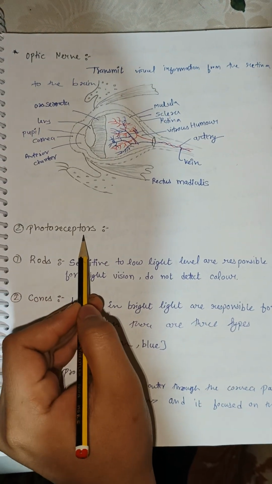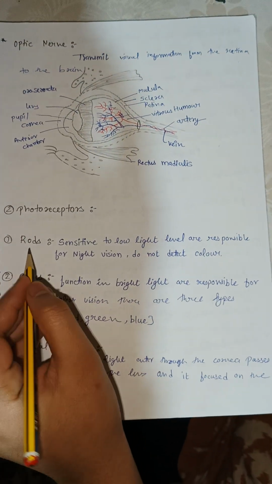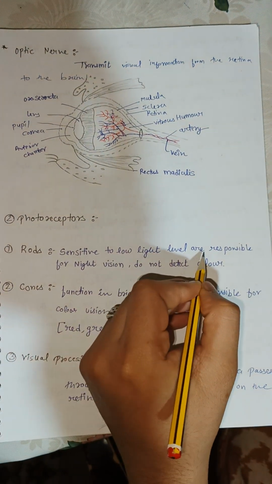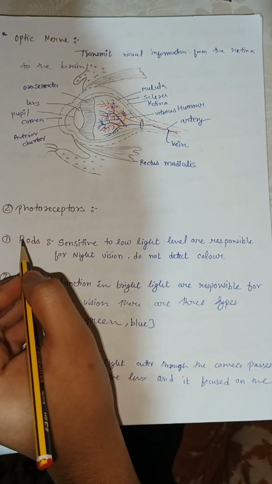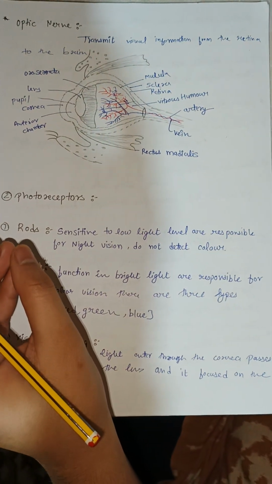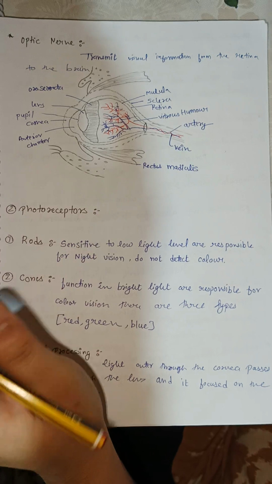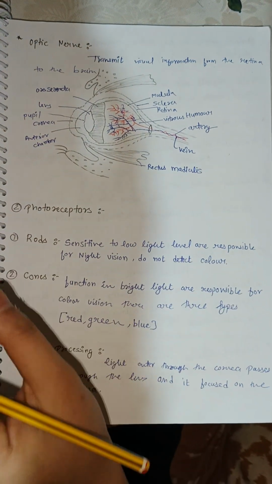Here are the photoreceptors. There are two types. First is rods, sensitive to low light, responsible for night vision, and they do not detect color. Rods are usually used at night. In low, dim light, the rods are dilated and we can see the image. They do not detect color, they just let us see the image.